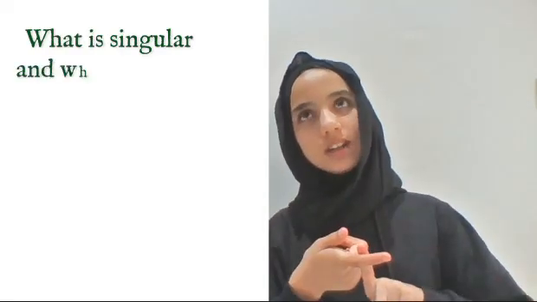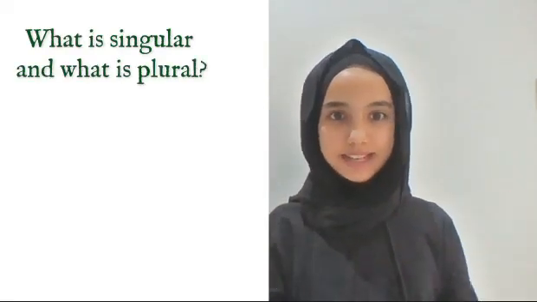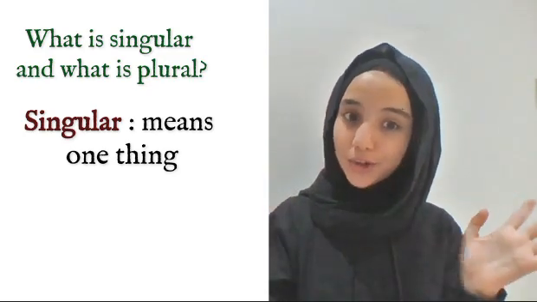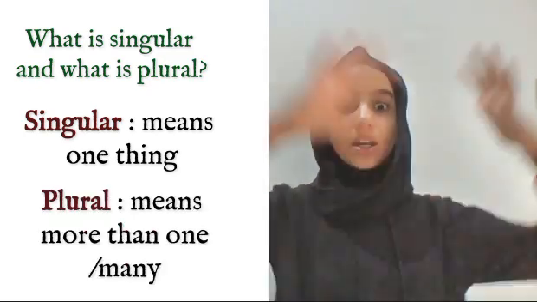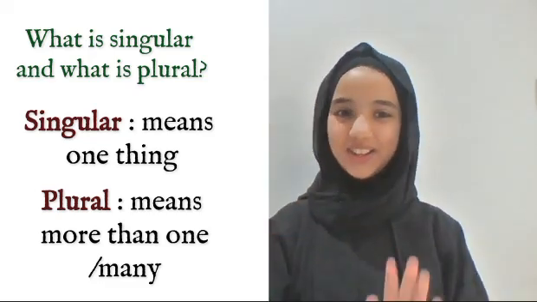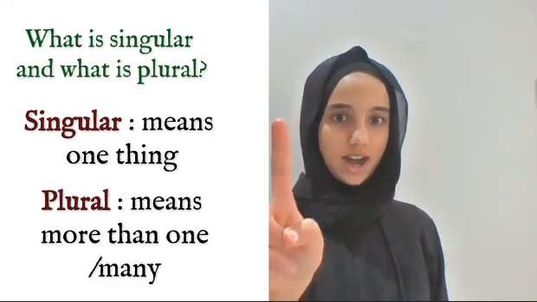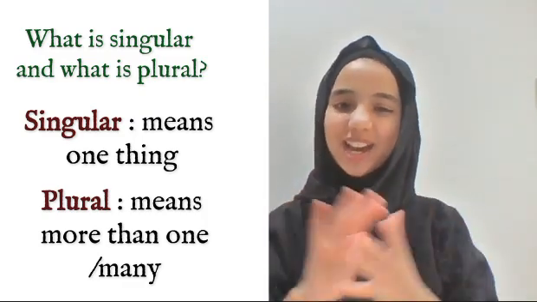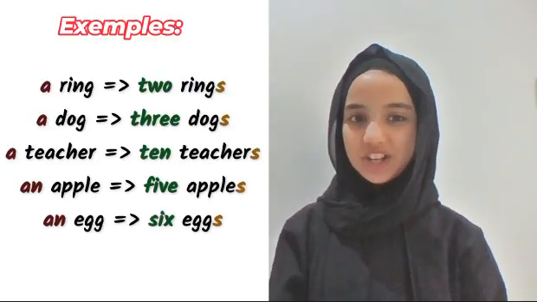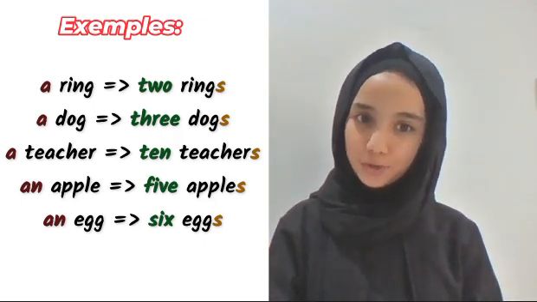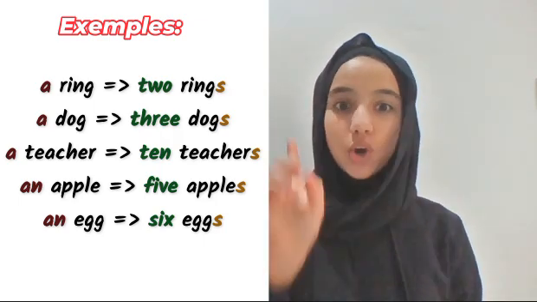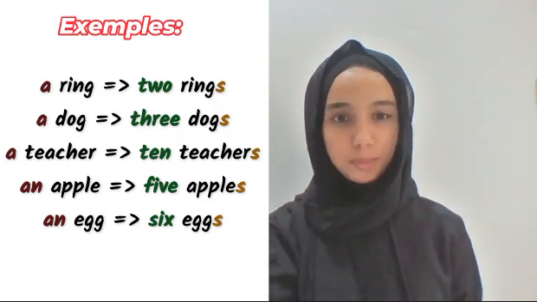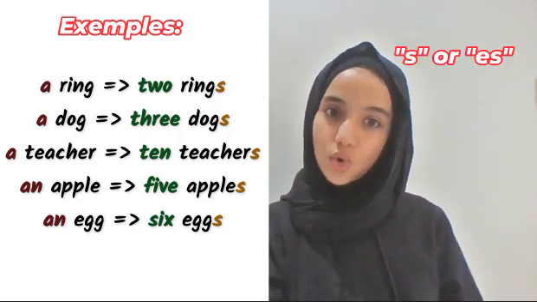Before we start explaining today's lesson, we have to know what is singular and what is plural. Singular means one thing. Plural means more than one, many. We'll start with examples showing the transformation from singular to plural. Remember, to change from singular to plural, we can add s or es.